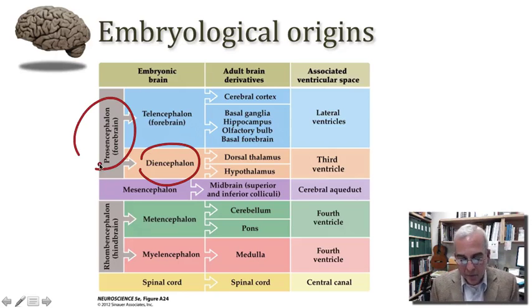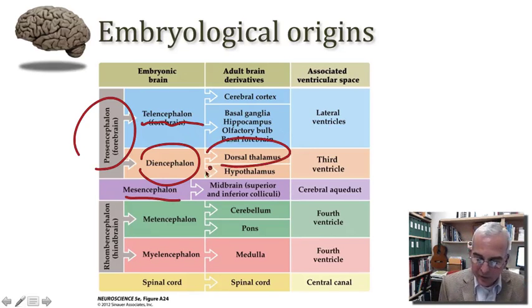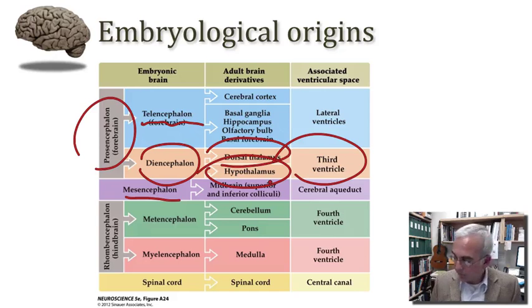It's the posterior part of that large anterior swelling that sits in the transitional region between the telencephalon and the middle brain, or the mesencephalon. And then the diencephalon goes on to subdivide into this dorsal thalamus and a more ventral anterior hypothalamus, both of which form the lateral walls of the third ventricle. Okay, so that's where we are from an embryological perspective.